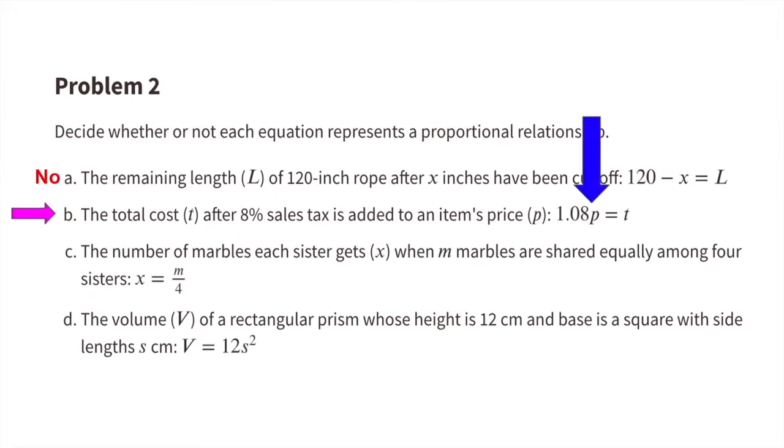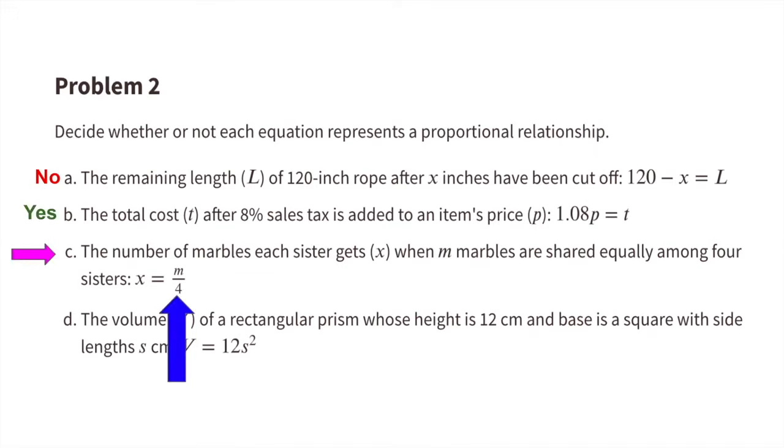B. The total cost, T, after 8% sales tax is added to an item's price, P. 1 8/100 times the price equals T. Since we're multiplying 1 8/100 times P, that tells me that it will be a proportional relationship.